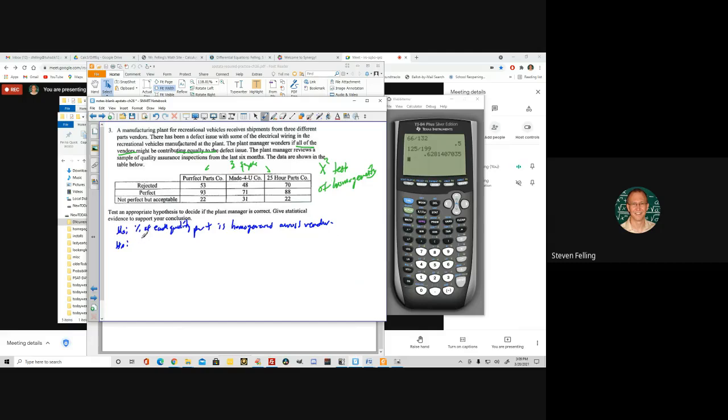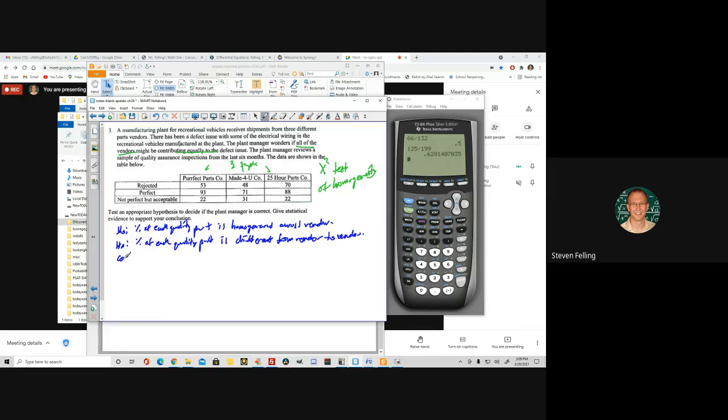The other one would be the percentage of each quality part is different from vendor to vendor, or across the vendors. Right, so it depends on what vendor we're talking about here, right? But I don't want to use language like dependence, because that would make this a chi-squared test of independence. I want to say these percentages stay the same across all the vendors.